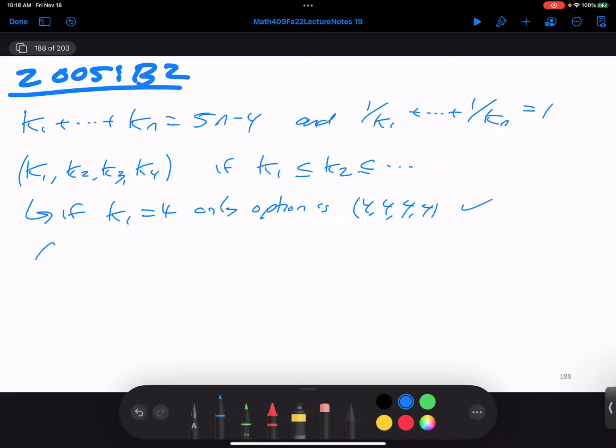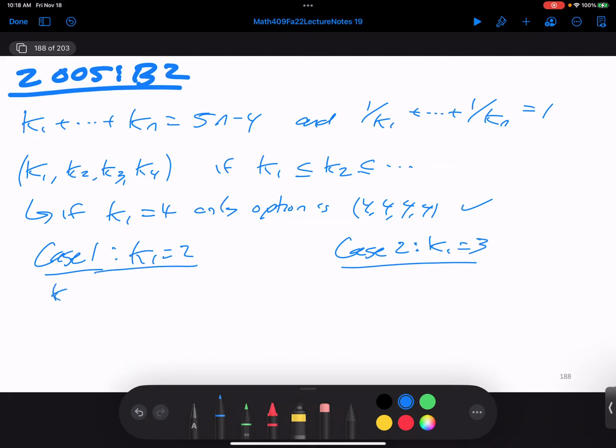So now we have case 1, K1 equals 2, and case 2, K1 equals 3. We just need to show that there's nothing in that case. So in this case, we would have the triple K2, K3, K4 such that K2 plus K3 plus K4 equals 14. How many ways are there? How many triples are there to check?